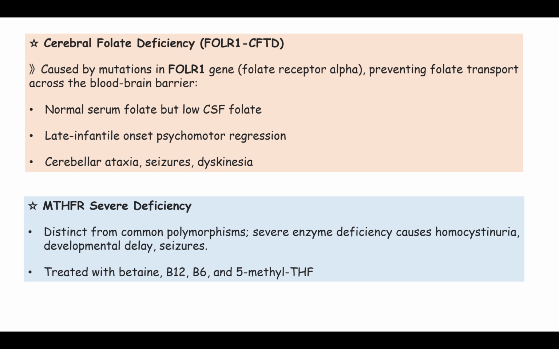There is also MTHFR severe deficiency, distinct from common polymorphisms. In severe enzyme deficiency, patients can develop homocystinuria, developmental delay, and seizures. Treatment includes betaine, vitamin B12, vitamin B6, and 5-methyl THF. It is a very good reminder that normal serum folate does not always exclude clinically important folate-related pathology, especially in neurologic disease.